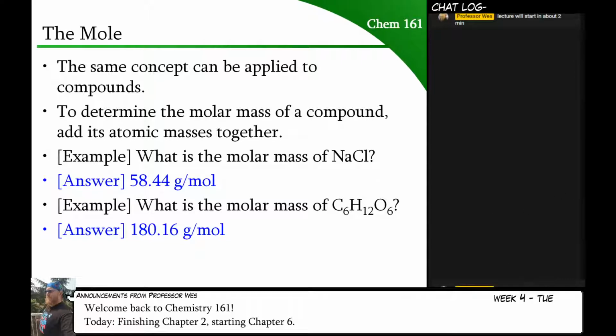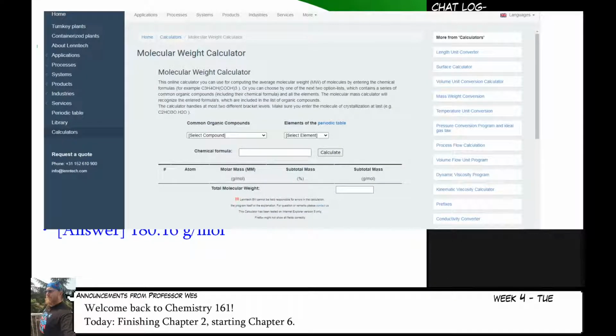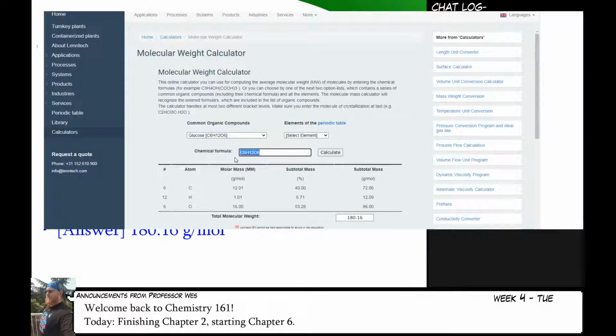I don't know when I started using Lenntech, but Lenntech is super useful. At some point you just get sick of writing in formulas for this stuff, and you decide, oh, I'm going to just leave it to an online calculator to do this for me. If I could type, that would be nice. There we go, and there's the result. So the molar mass of this molecule that I typed in is 180.16. And you could do whatever you want to here.